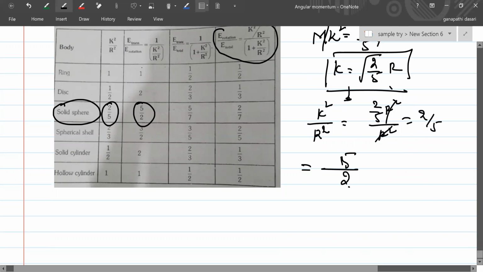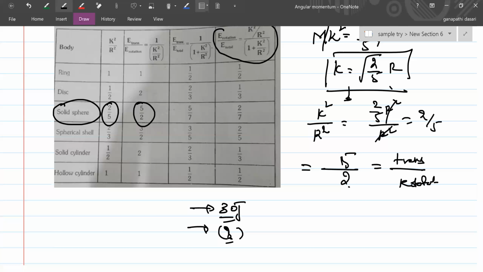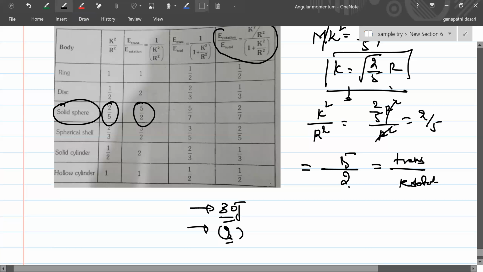Suppose the question is given like this, translational to rotational, right? Suppose the question is given as rotational kinetic energy is 30 joules. What will the translational be? Questions will be asked like this. One minute, sir, I'll tell. You can solve the problem. I'll try to help you whenever these kind of things are there.